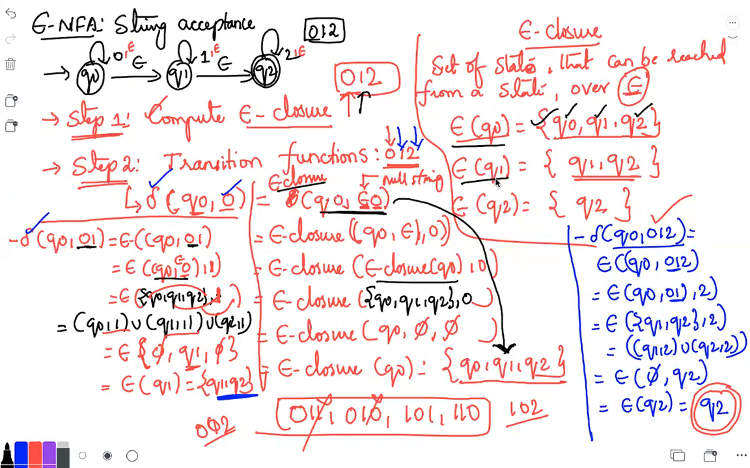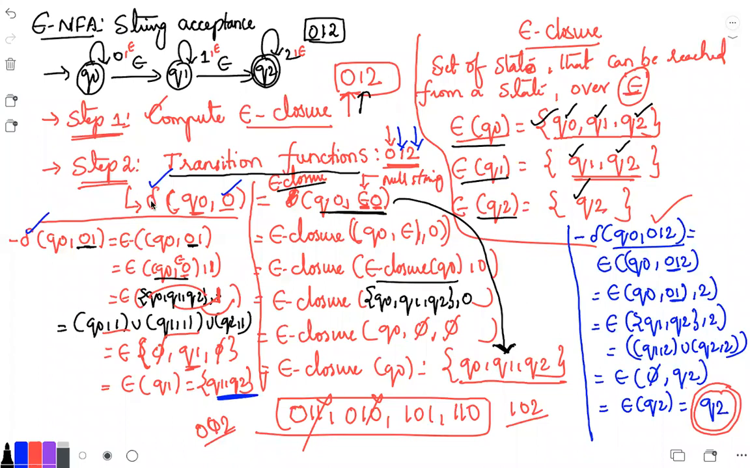The same is the case for epsilon closure of Q1. From Q1, you take epsilon, you reach Q1, you take epsilon, you reach Q2. And finally, epsilon closure of Q2: you take epsilon, you reach Q2. So these are the epsilon closures. Keep it aside. Now you should compute transition functions.